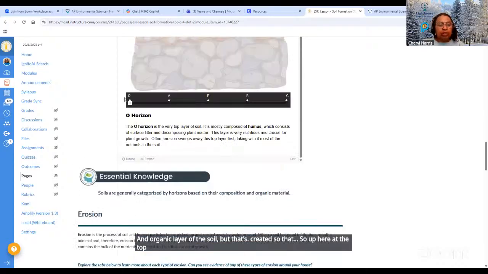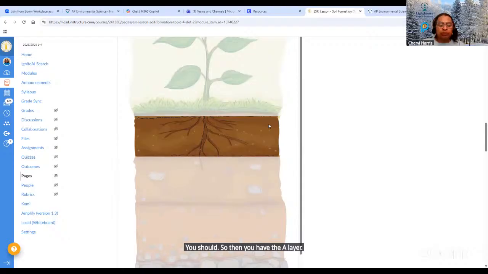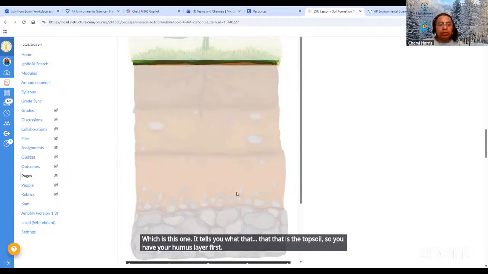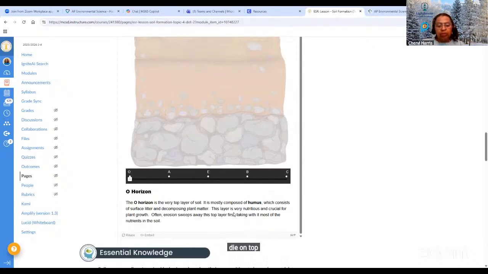So when you click on these down here, they tell you what each layer is made of. So if you haven't looked at that, you should. So then you have the A layer, which is this one. It tells you what that is, the topsoil. So you have your humus layer first up here at the top with all of the dead leaves and dead organisms that die on top of the soil. They create that organic matter. Then you have your topsoil.